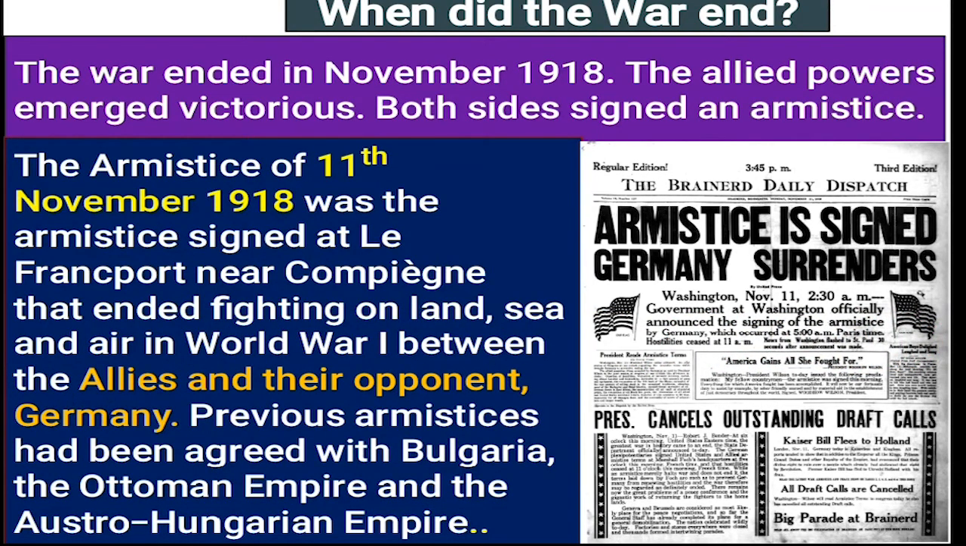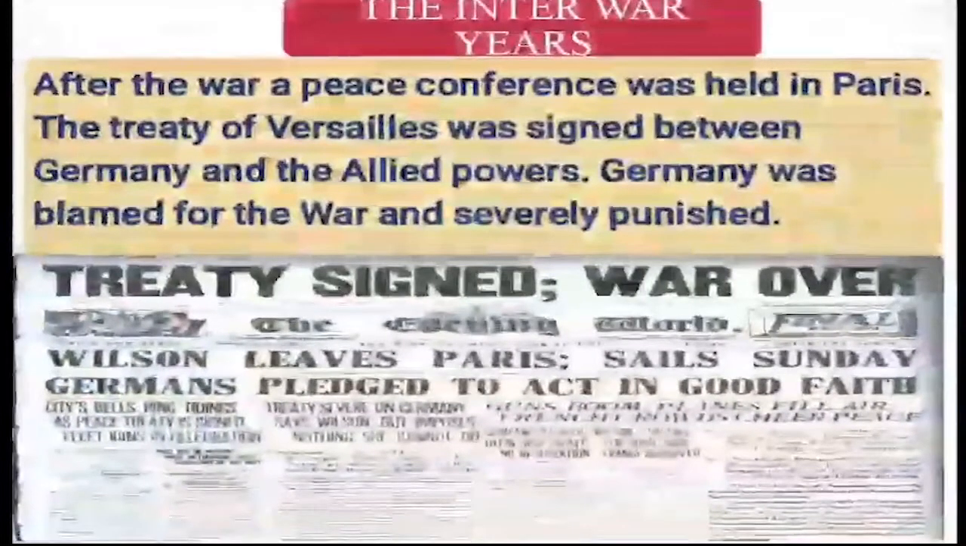The interwar years. After the war, a peace conference was held in Paris. The Treaty of Versailles was signed between Germany and the Allied powers. Germany was blamed for the war and severely punished.